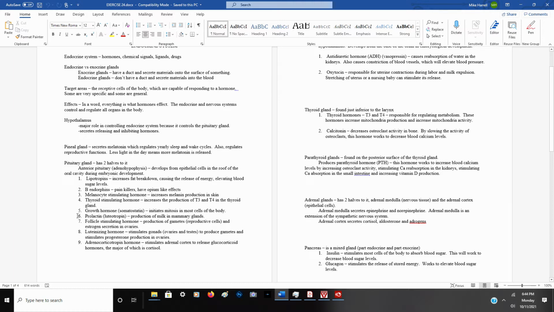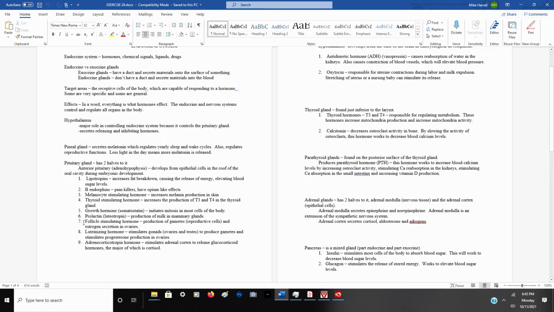Number 6, prolactin, also called luteotropin. This one right here targets the mammary glands and causes production of milk, not release, but prolactin causes production. Remember, the P goes with the P. Prolactin for production of milk.